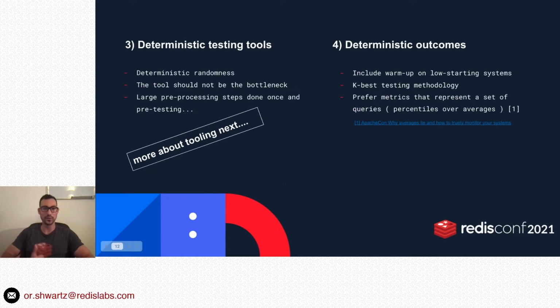Use battle tested tools. We will go over the recommended tools for Redis in the next slides. And make sure your results are deterministic. The results do tend to change a little, so you can use, for example, K-based testing methodologies or other methodologies that can represent a set of tests in order to reduce the flakiness.